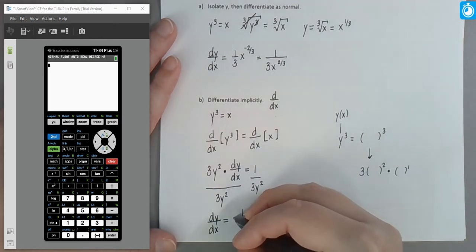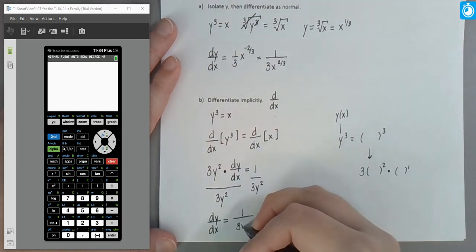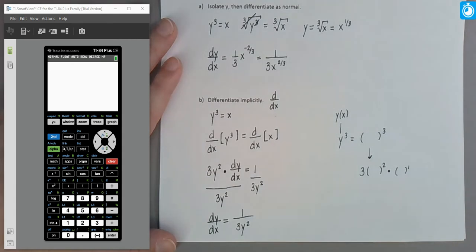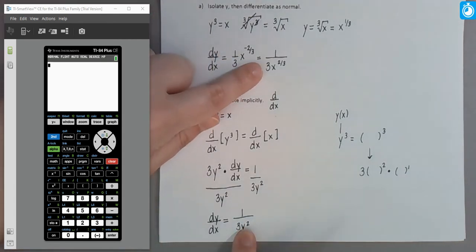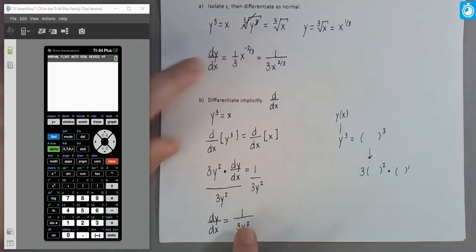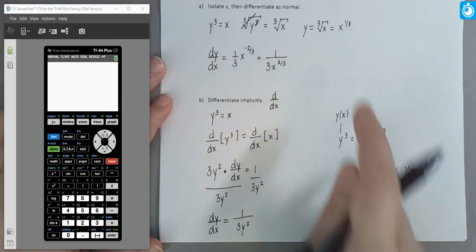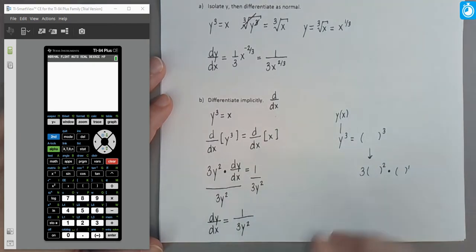And it is equal to 1 over 3y squared. Well, this doesn't look like the same thing as this, right? Because it's not in terms of x yet. So if we wanted to prove that these two really are the same thing, we can use the fact that we know that y is equal to x to the 1/3 power.